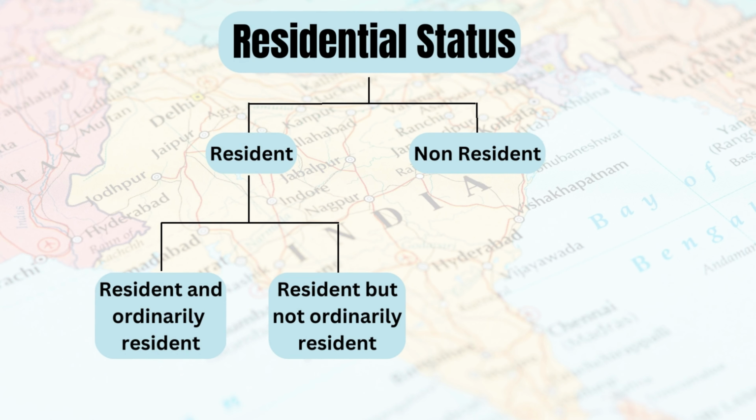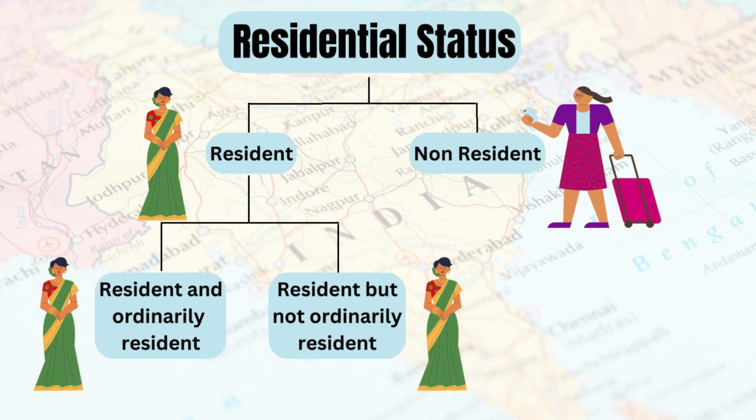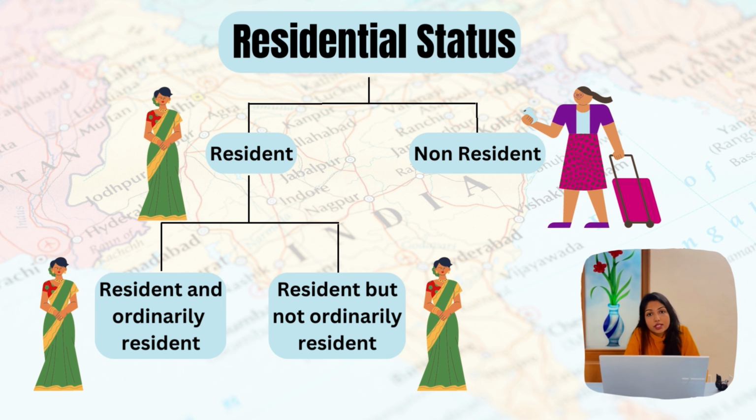So your residential status will fall in one of these categories. You can either be a resident or a non-resident. And if you are a resident, then you can either be a resident and ordinarily resident, or a resident but not ordinarily resident. Now please note that your residential status can be only one out of these categories for a particular financial year. So it may change or may not change year after year, and I'll explain that part a little later in this video.